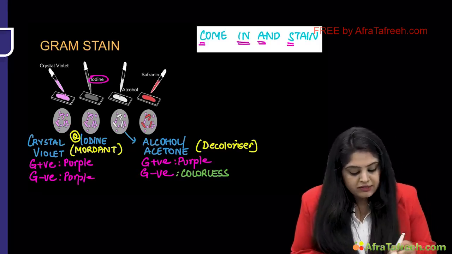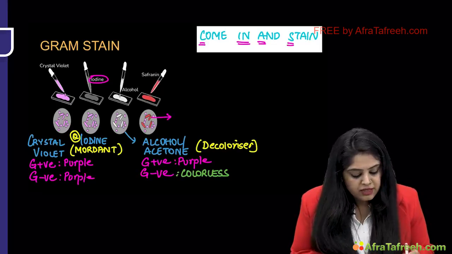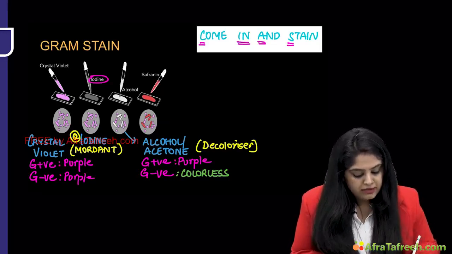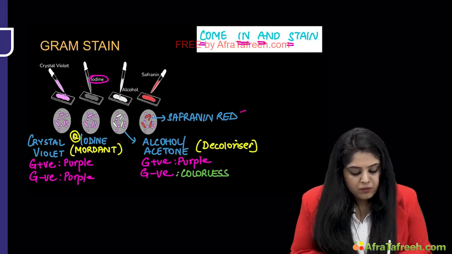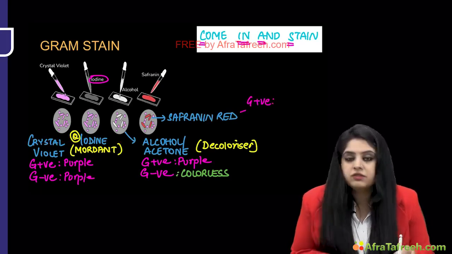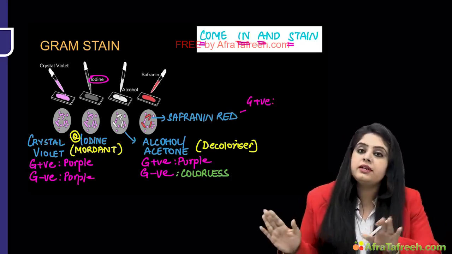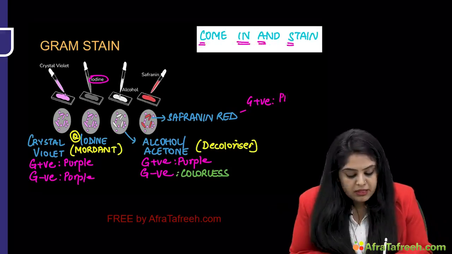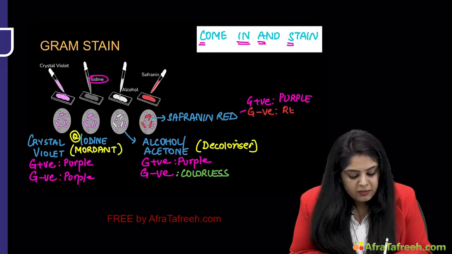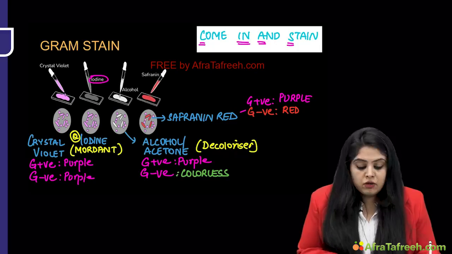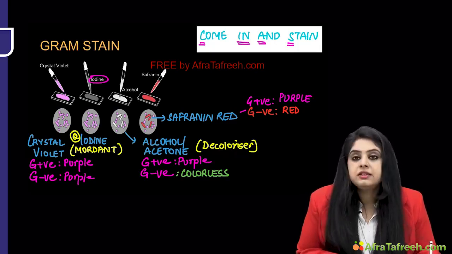So the last one is S, and that means, can you see a reddish color stain coming your way? Yes, this is known as safranin, safranin red, which means we are going to get what color? Gram positive started their journey being purple and ended up purple. Gram positive did not give up any of their stain, but gram negative organisms are finally red or pink in color. So what is your final interpretation?